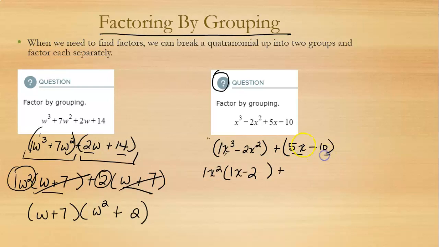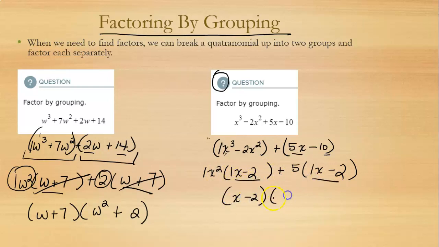For these two terms, 5 and 10 are both divisible by 5. They don't both have x's, so that can't be a common factor, so we just use 5 for that one. Now we're going to divide each of these by 5. 5x divided by 5 is 1x. Negative 10 divided by 5 is negative 2. This becomes our common factor now.